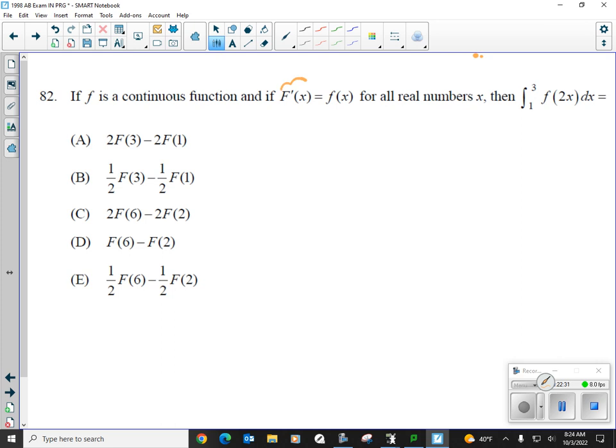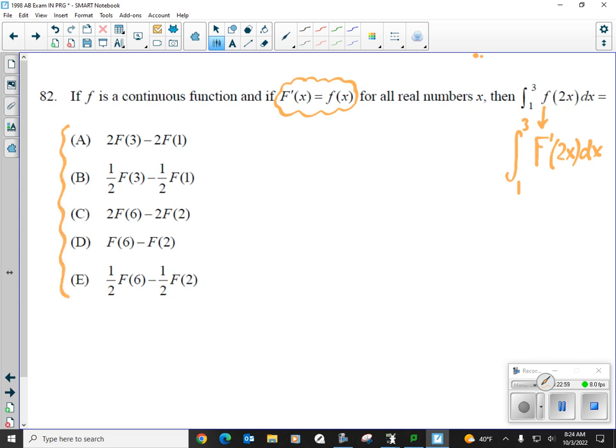Anytime they give you this, I immediately make this substitution. So if little f is capital F prime, I make that substitution right away, because it's going to come back to bite you in the buttocks. And look at all my answers. I need to get a capital F in there anyways.